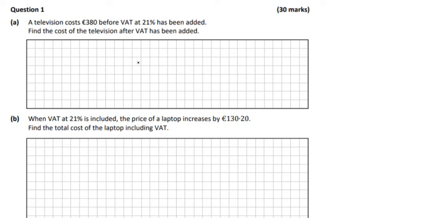Hiya folks, so this is the Leaving Cert Ordinary Level Paper 1 for 2021. So, question 1A, all we have to do is add on 21% of VAT onto 380.